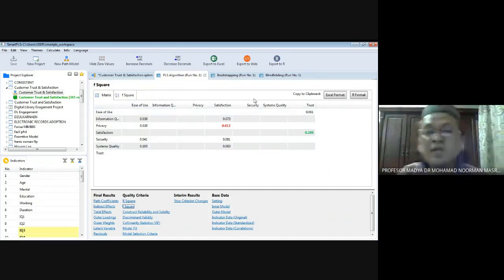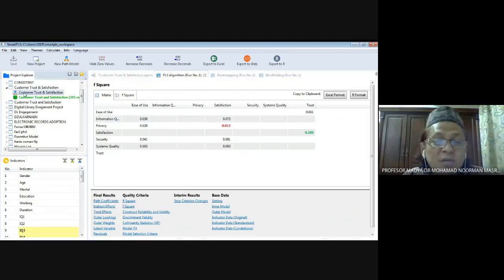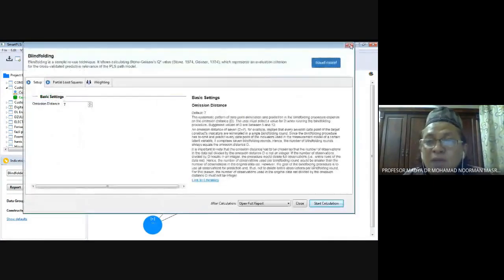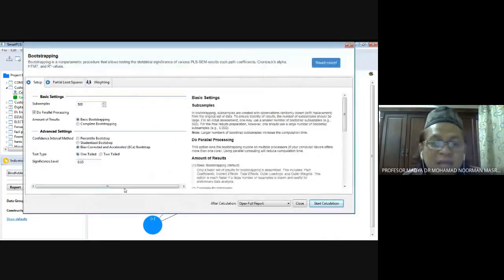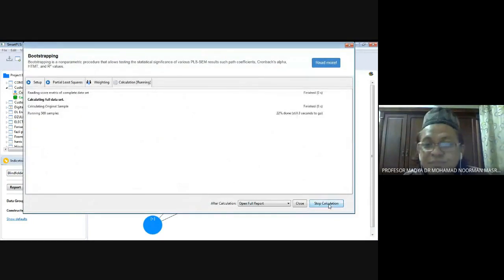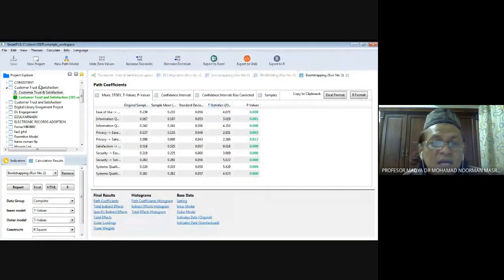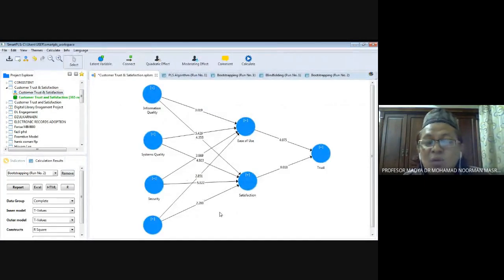Okay. So basically we are done with the basic structural model measurement. After we have done the measurement model, we have completed the structural model assessment, that is hypothesis testing. So let's recap. How do we do the structural model assessment? We click calculate, then click on bootstrapping. Then you choose one tail, click start calculation. Then you will get the output. You look at the path coefficient, make sure the T values are all above 1.645. If it is above 1.645, that means the hypotheses are supported.